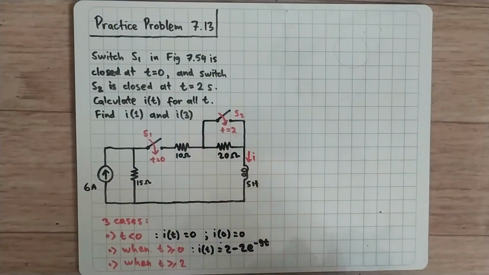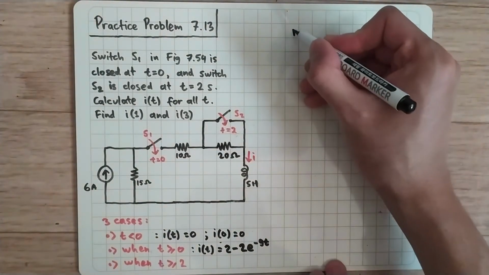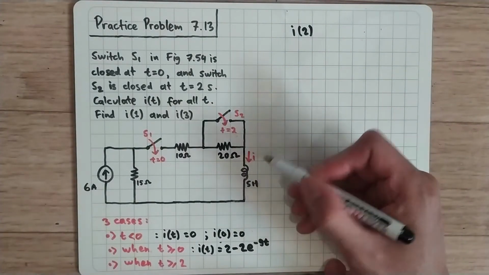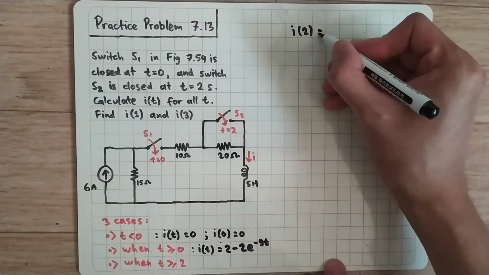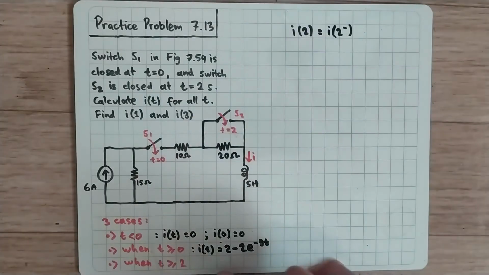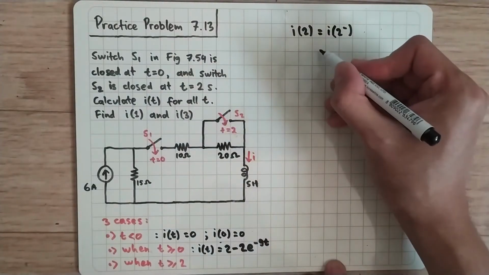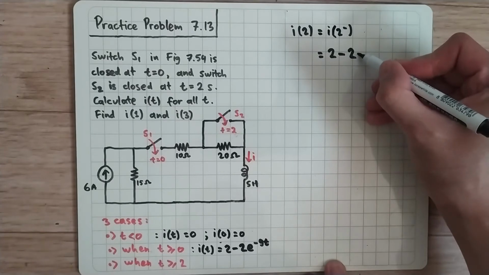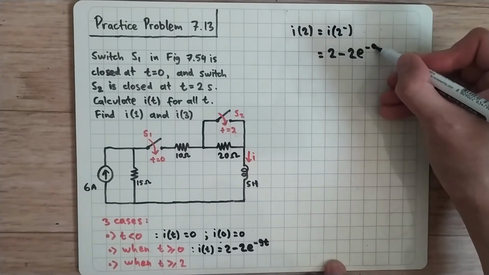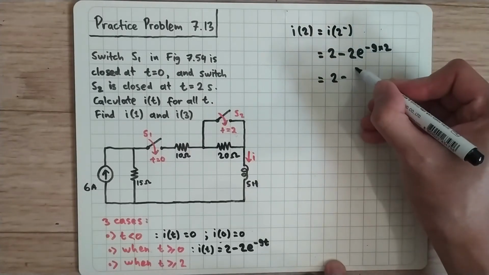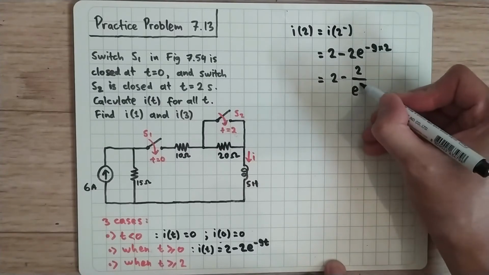Okay, now we have this function, and I want to evaluate the initial condition when t is equal to 2. So I want to evaluate I2. And remember, because the inductor cannot change its current instantaneously, we can just calculate I2 from the left, which is calculated from this function. So I will have 2 minus 2 e to the minus 9 multiplied by 2, or that will be 2 minus 2 divided by e to the 18.